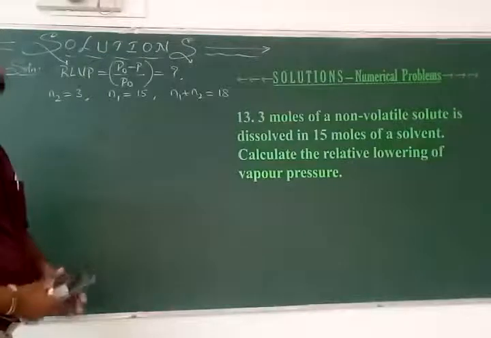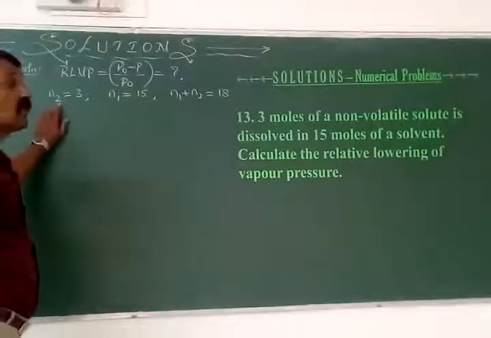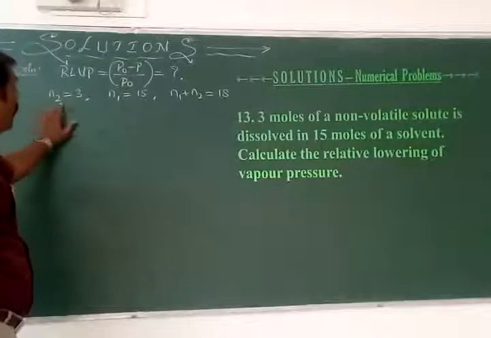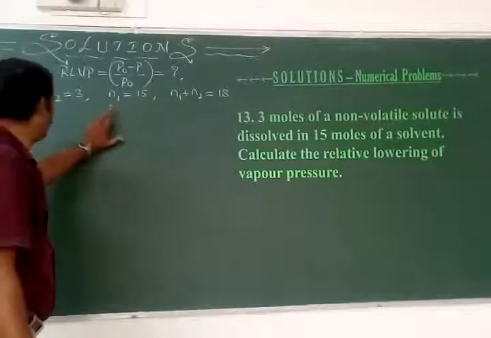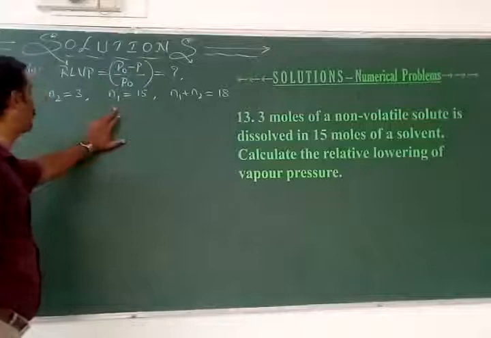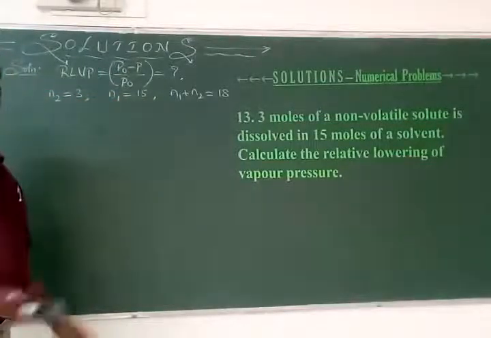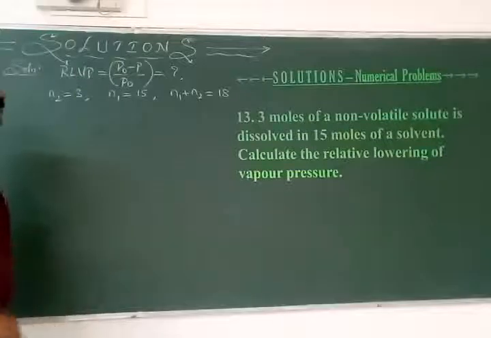N is number of moles. Number of moles with respect to 2 means it is a solute. How many moles of solute are there here? 3 moles of solute. And how many moles of solvent here? It is the 15 moles of solvent. And the total number of moles of solution is equal to 3 plus 15.